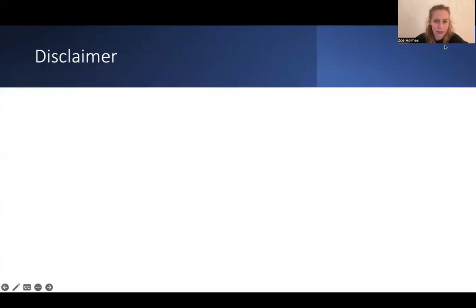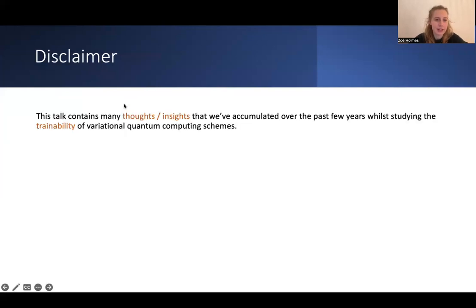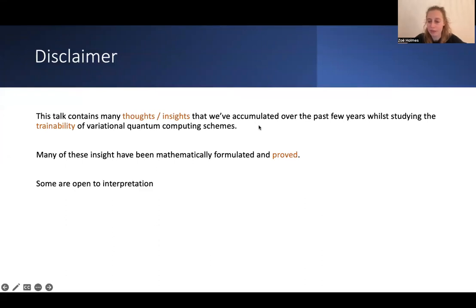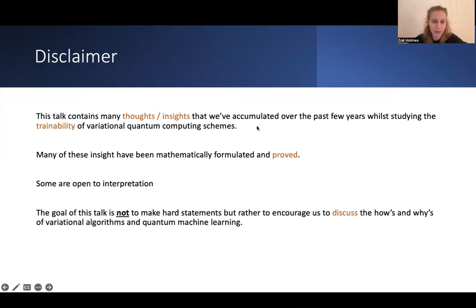Okay, so disclaimer. This talk contains a mix of sort of thoughts and insights accumulated over the last few years while studying the trainability of variational quantum computing schemes. So many of these insights that I'm going to present today have been mathematically formulated and proved. Some of them are open to interpretation. So one of the big goals of this talk is not to make hard statements, but rather encourage people to discuss the hows and whys of variational algorithms and quantum machine learning.